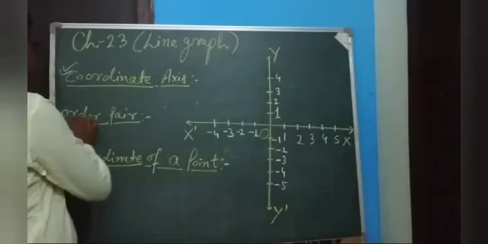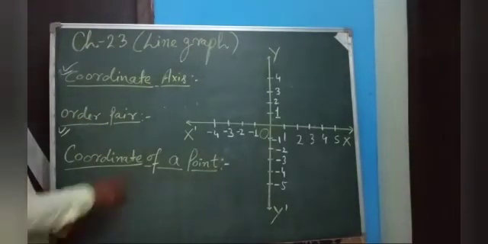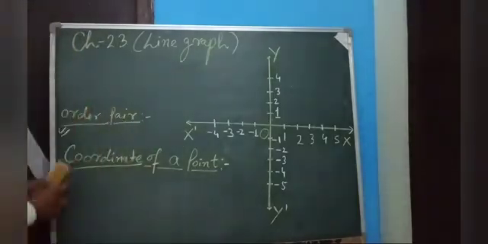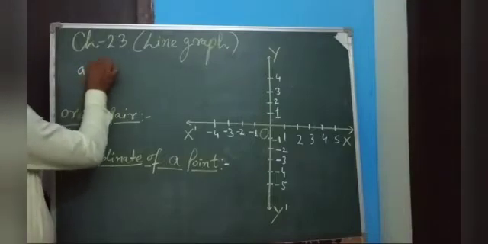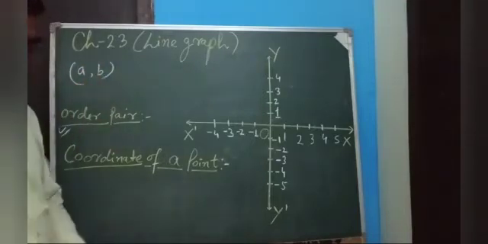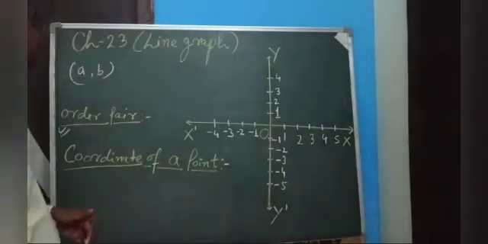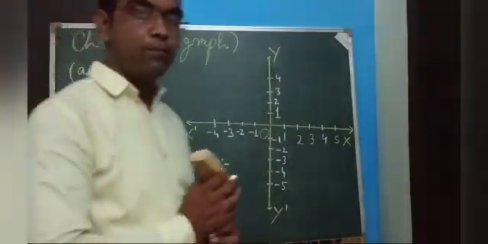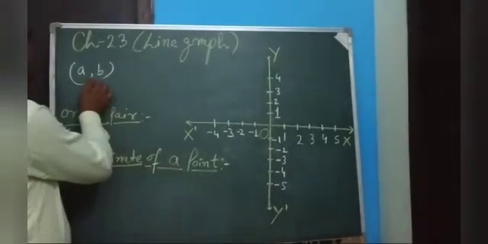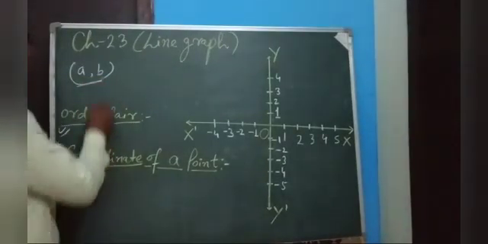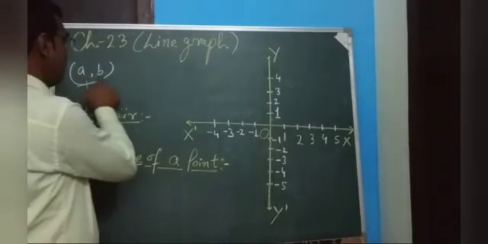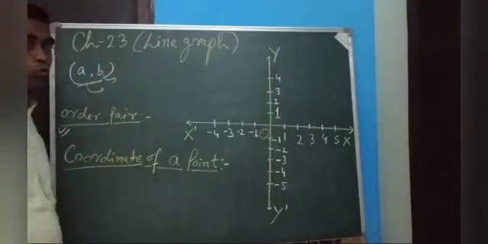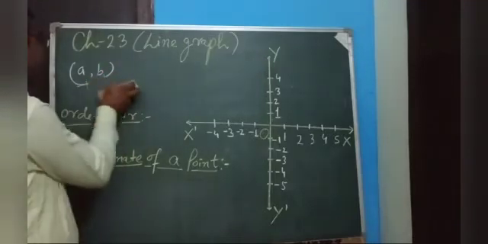Ordered pair. So what is ordered pair? When a pair of two numbers A and B is written in specific order, then this pair is said to be ordered pair. So here A is fixed at place 1 and B is specified at place 2.